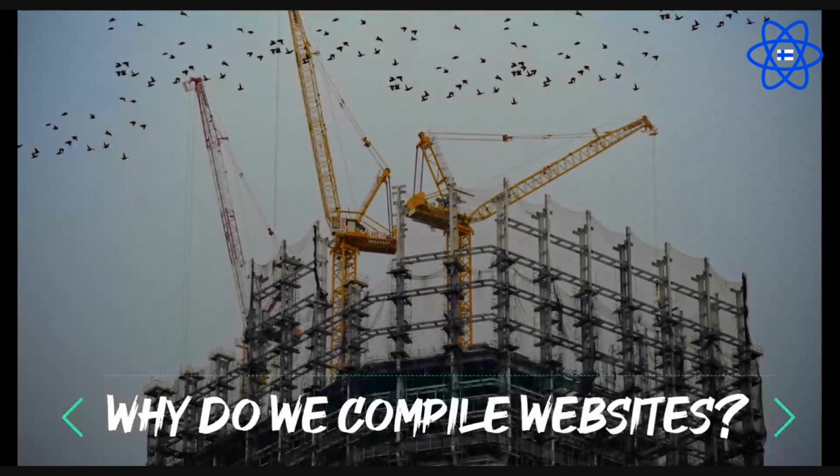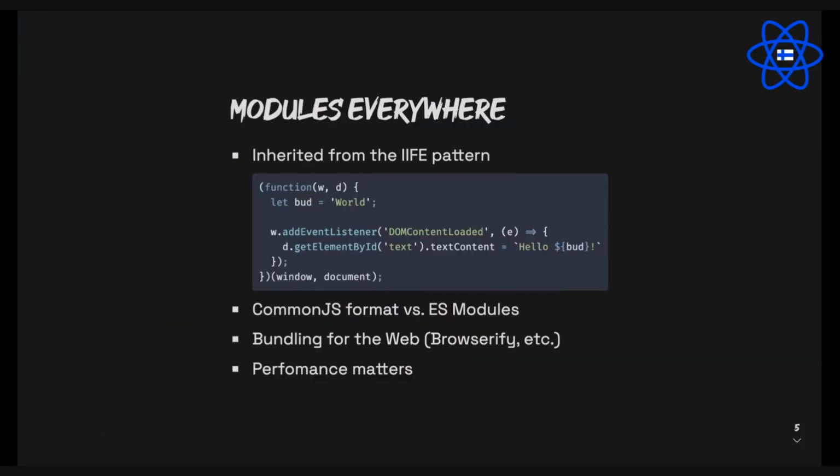So the first question to me is, why do we compile websites right now? In fact, it comes at first from modules. We started with the IIFE pattern, which is an immediately invoked function in JavaScript that allows you to declare a function and immediately run it. And it is the basic pattern that we used in the past to sandbox some variables, just to preserve the global scope and isolate the variables.